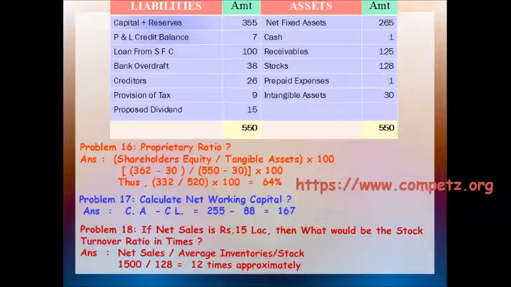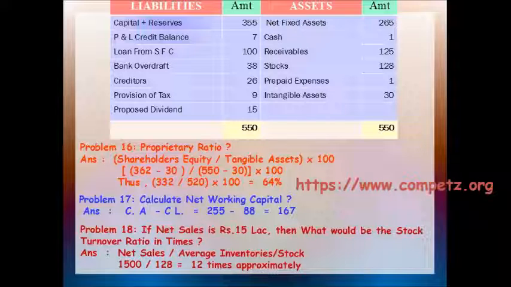Friends, the next problem to compute for us: we'll just read out the liabilities and asset side. Capital and reserves 355, profit and loss account credit balance 7, loan from SFC 100, bank overdraft 38, creditors 26, provision of tax 9, proposed dividend 15. Asset side: net fixed assets 265, cash 1, receivables 125, stocks 128, prepaid expenses 1, intangible assets 30. The total amount is 550 on both the liabilities and asset side of the balance sheet.